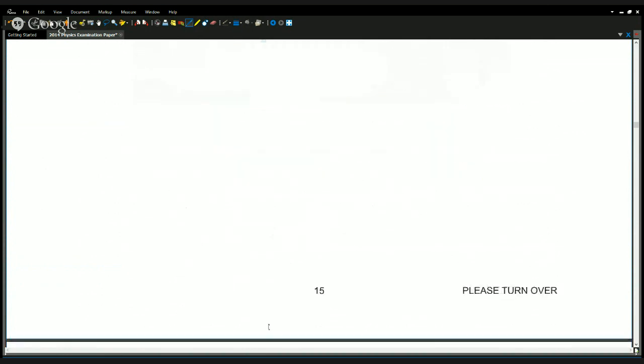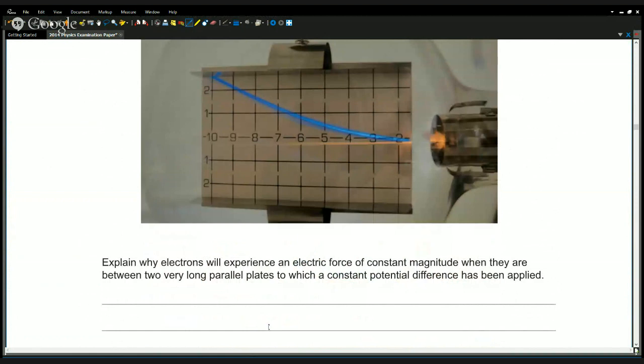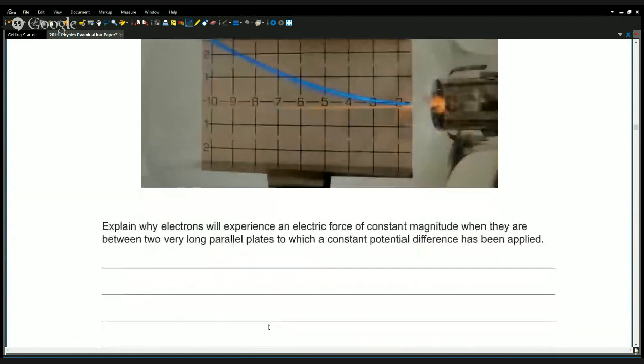Moving on. A Teltron tube is a device used to accelerate electrons, as shown in the photograph below. Electrons are deflected when they enter the region between two parallel plates across which a potential difference has been applied. Explain why electrons will experience an electrostatic force of constant magnitude when they are between two very long parallel plates, with a constant potential difference applied.